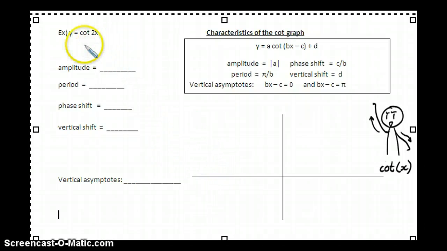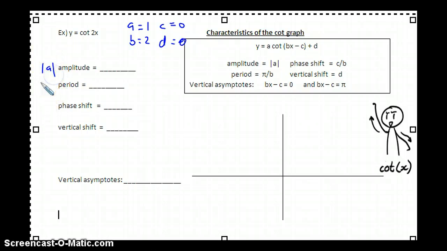Okay, so if I ask you to graph now y equals cotangent of 2x, you'd want to go through and identify your A, B, C, and D. So looking at this problem, my A value is what's out in front of the cotangent, which would be 1. My B value would be a 2. C value would be 0, and D would be 0 also.